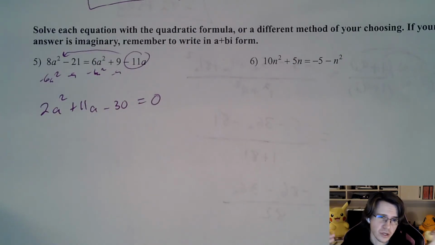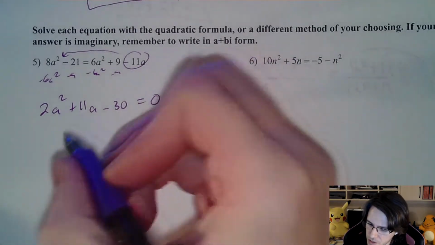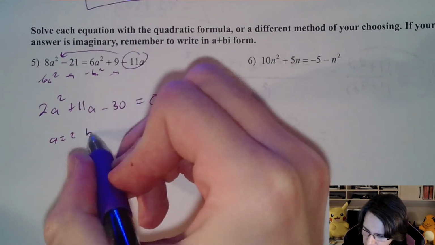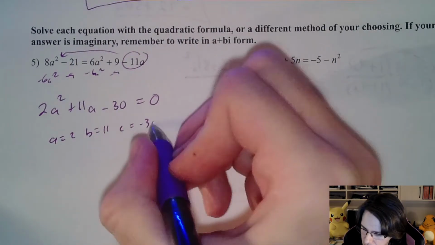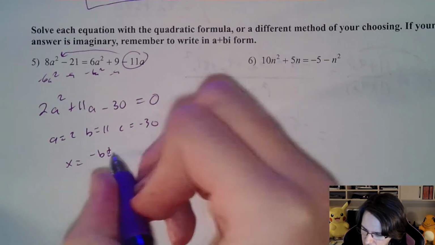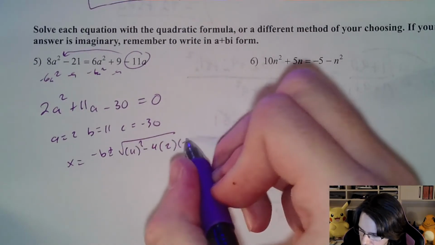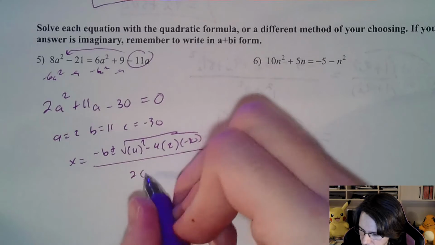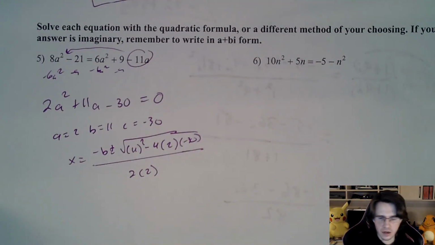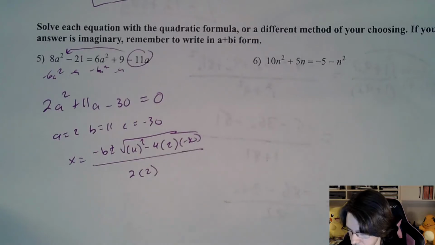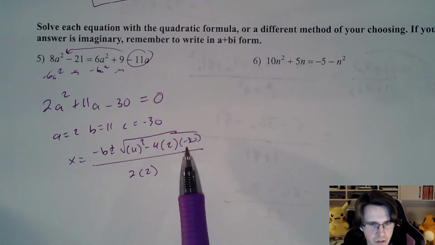And because it says use the quadratic formula, that's what I'm going to do. However, this one might be factorable. This one definitely is factorable. So if you feel like factoring on questions like this, you can, but the quadratic formula might be a good go-to. So we have a is equal to 2, b is equal to 11, c is equal to negative 30, and we are applying our negative b plus or minus the square root of b squared minus 4ac, all divided by 2a.